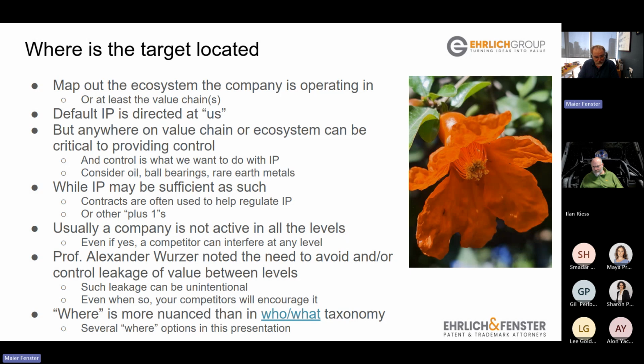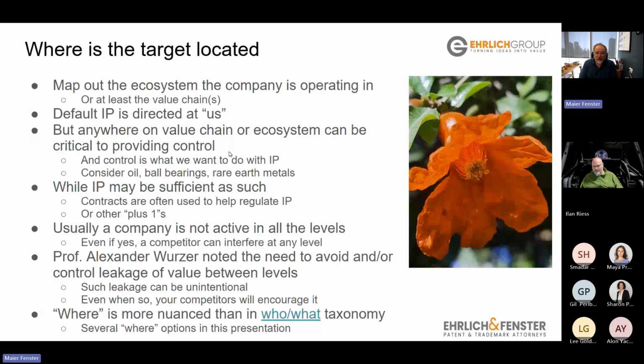Another point which is interesting, if you have levels, one of the things that your competitor wants to do is take advantage of leakage between the different levels, leakage of value or value extraction. So people who use oil in order to make plastic would like oil to be a commodity and to charge a premium for plastic. And the people that make oil would like to charge a premium for the oil that is used for making plastic. One of the jobs of IP, and this was noted by Professor Wurzer, is that we want to control the leakage between levels. And of course, being IP people, we do it using IP.